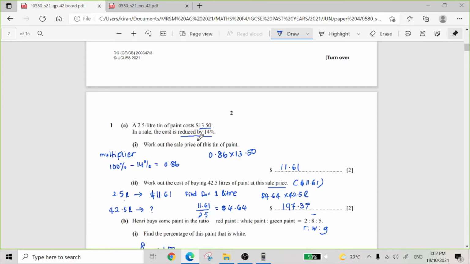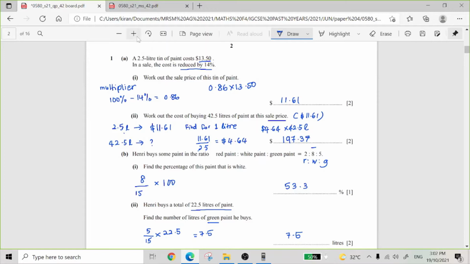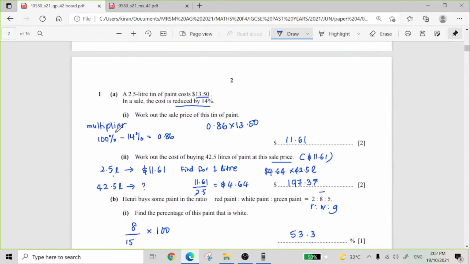Okay, for a question like this, to make it easier, we directly calculate the multiplier for this situation. Since it states reduced, that means decrease, so we take 100% minus 14%, then we get 0.86. So this is the multiplier, and then we multiply with the original price, which is $13.50, then we get 11.61.